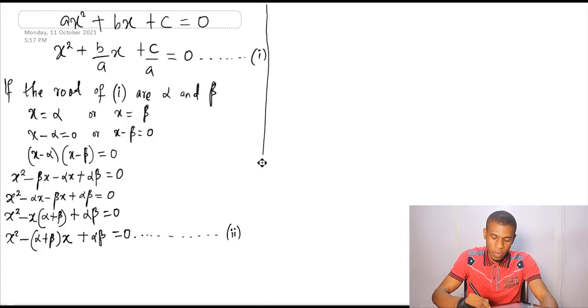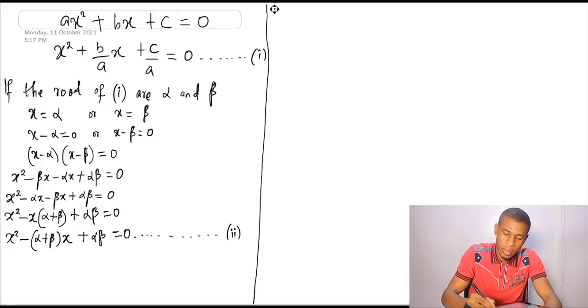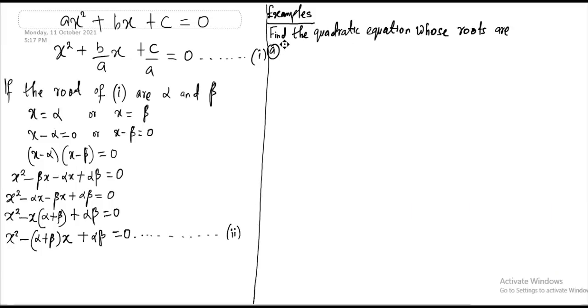Let's take some examples over here. I have some examples which say, find a quadratic equation whose roots are: A, 3/4 and 1/2; B, -3 and 2. Now, solution.